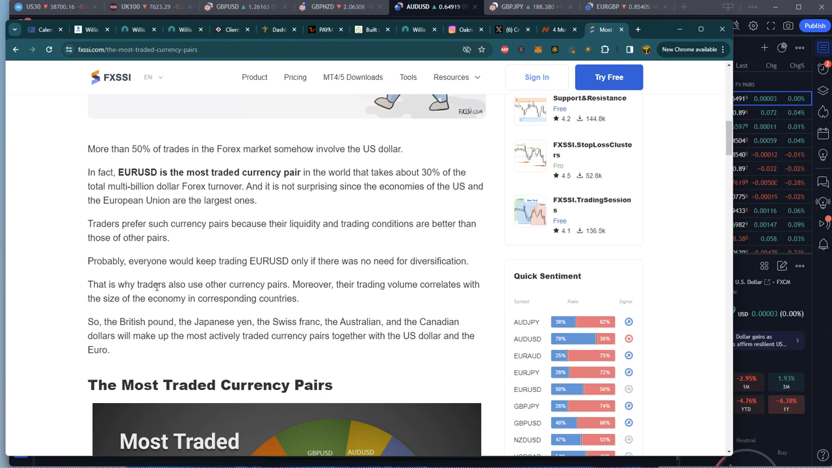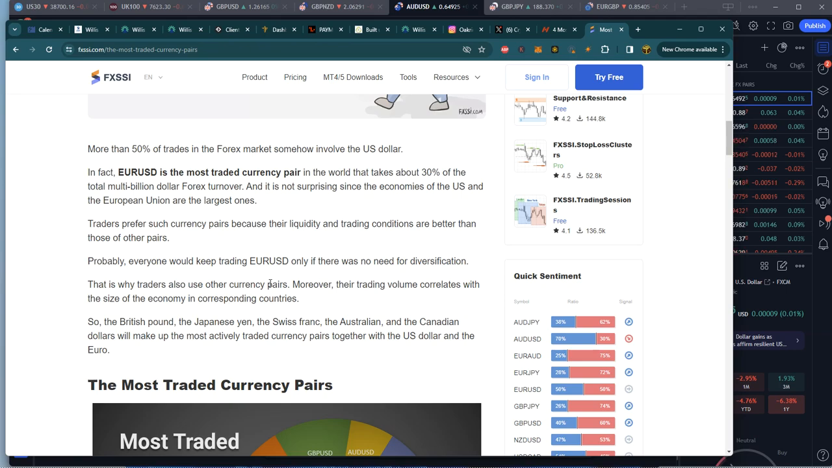That is why traders also use other currency pairs. Why? Because everyone would keep trading USD. Why? Only because there's no need to. If you trade Euro USD, if you just stay with it, there's really no need to diversify. Why? Because you could just trade this one pair and make all the money you need to make. But this is why traders use other currency pairs: for diversification.